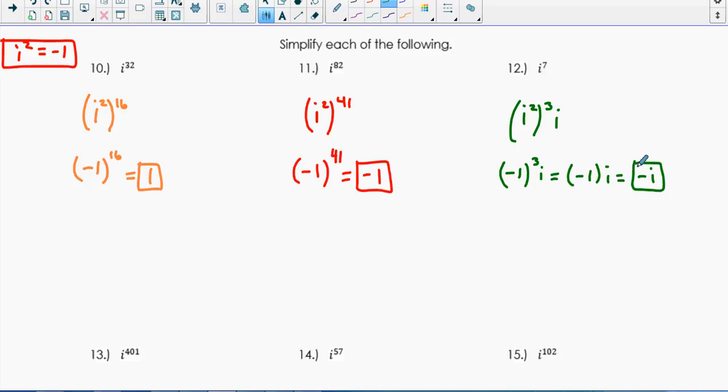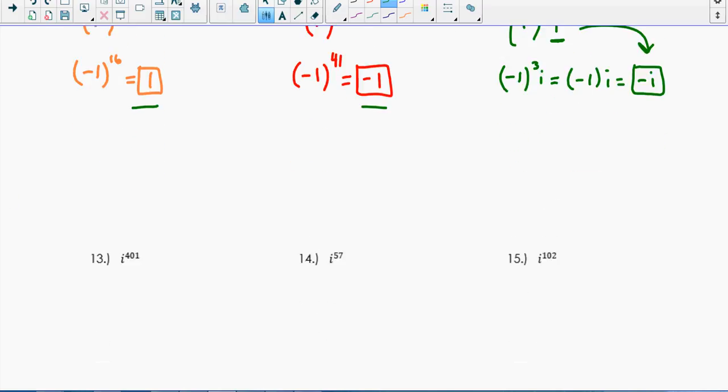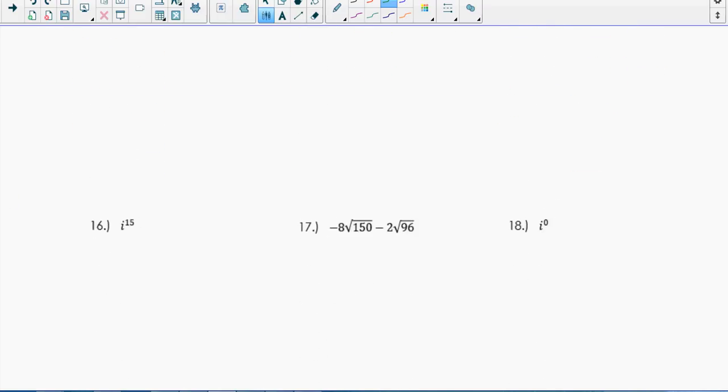Okay, so notice in all my other problems besides this one, the exponent was even, which is why I was either getting a 1 or a -1. So I had no i's left over, whereas in this one I had an odd number, so I had this i left over, and it ended up coming into my answer.